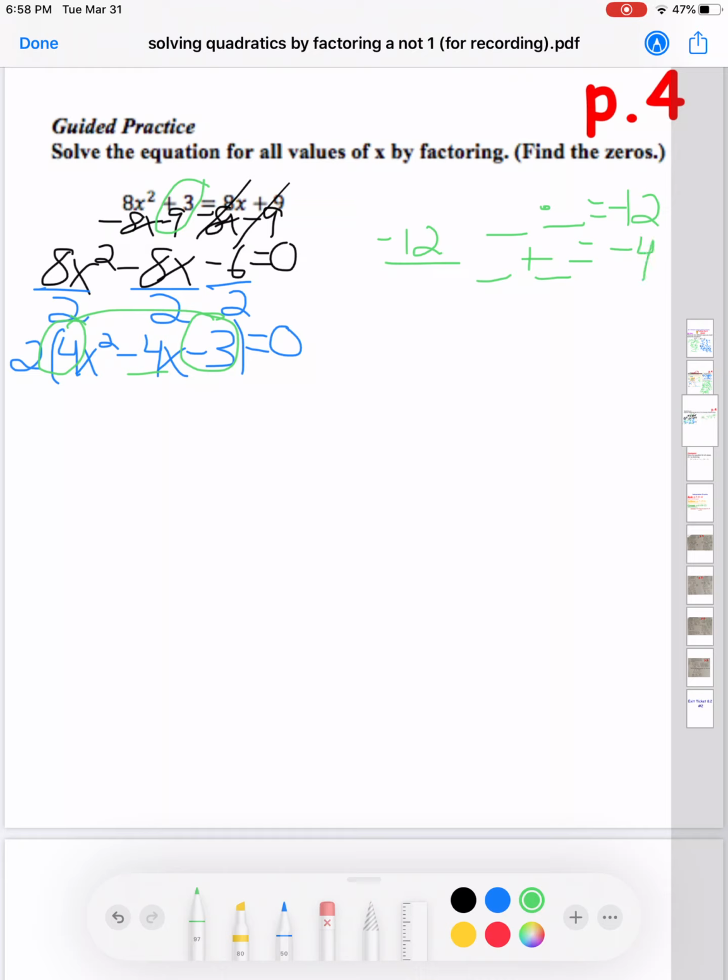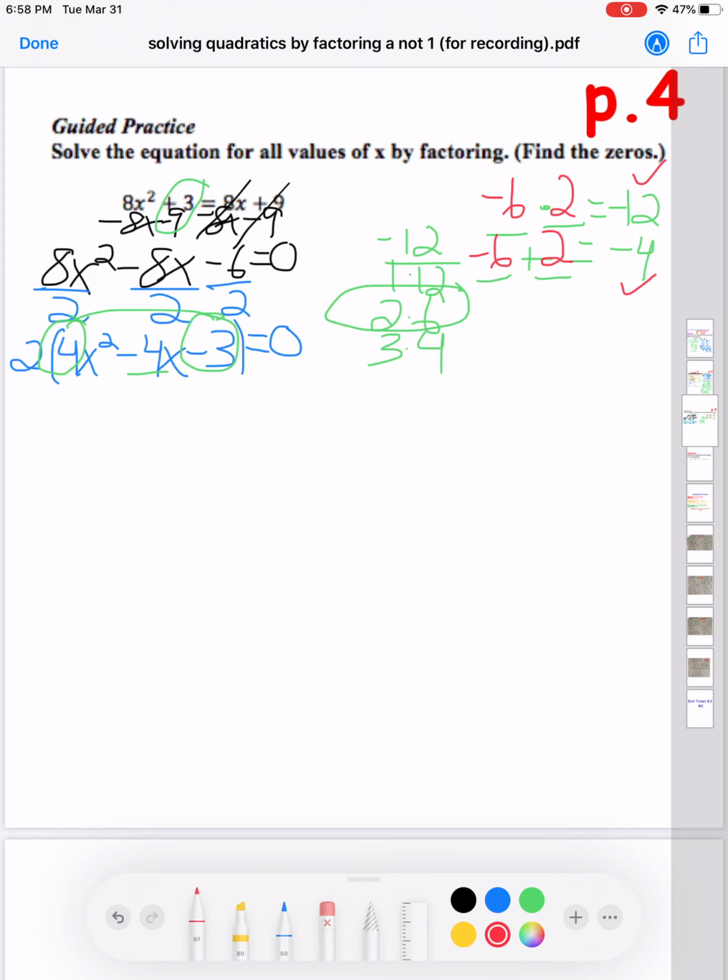So if we think about the factors of 12, we have 1 and 12, 2 and 6, and 3 and 4. Thinking about from this list, how can we add to negative 4? I'm going to focus my attention on 2 and 6. And I notice that to make this true, I'm going to choose negative 6 and positive 2, because negative 6 times 2 is negative 12, and negative 6 plus 2 is negative 4.